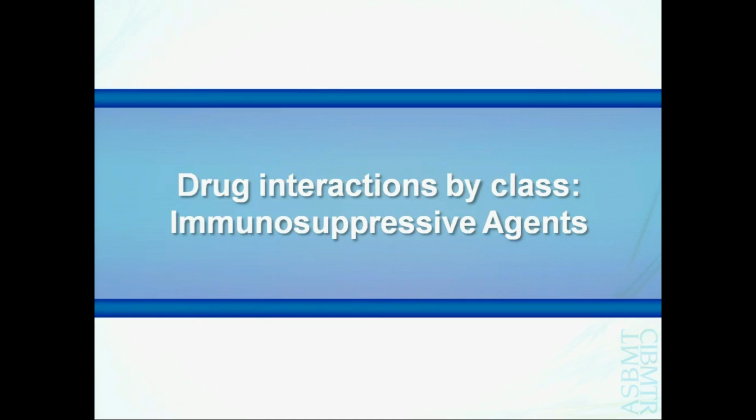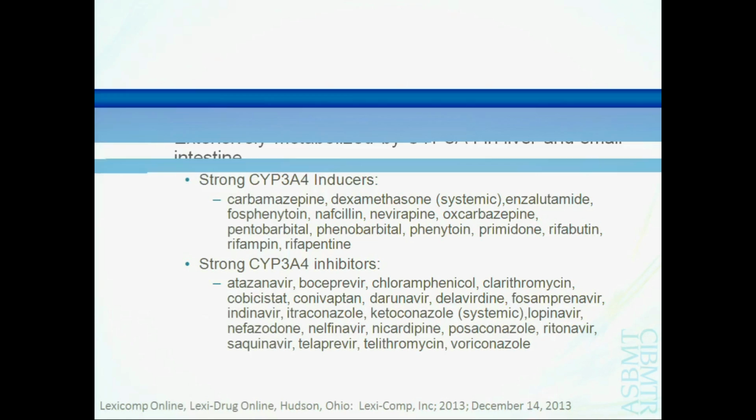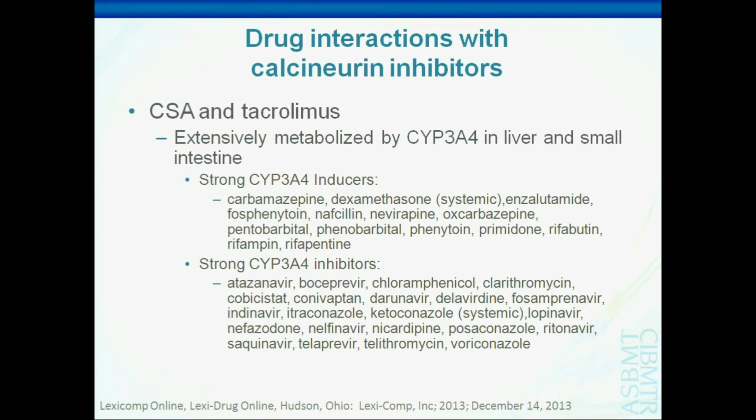So next we'll move on to the immunosuppressive agents. So this is a very busy list again, but cyclosporin and tacrolimus we know is extensively metabolized by CYP3A4 in the liver and small intestine. So of course they're at risk for potential drug interactions with strong CYP3A4 inducers and inhibitors.